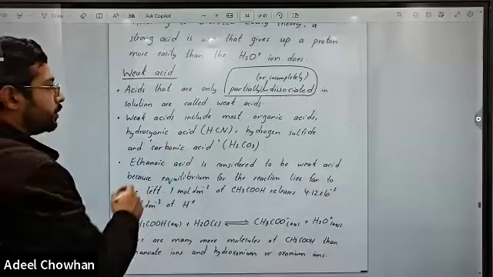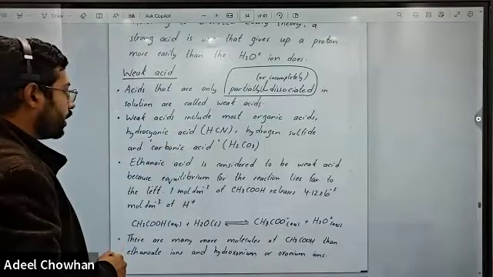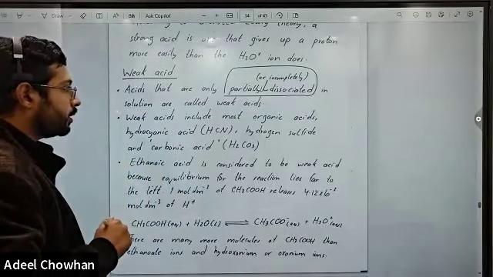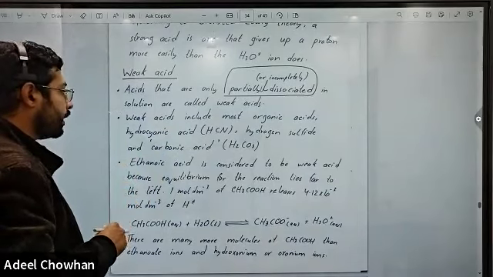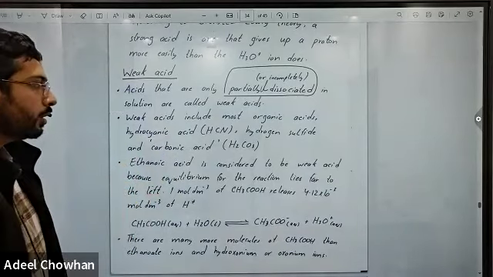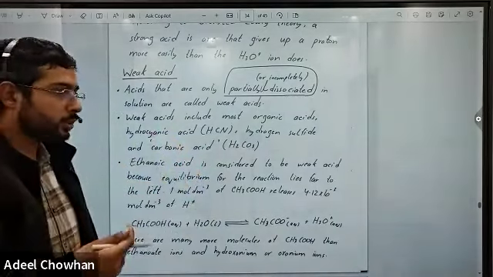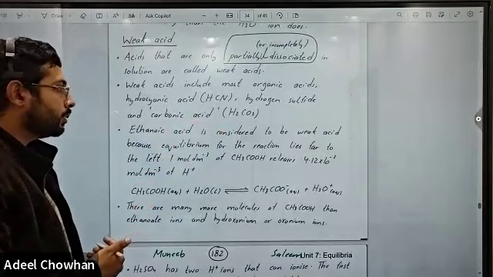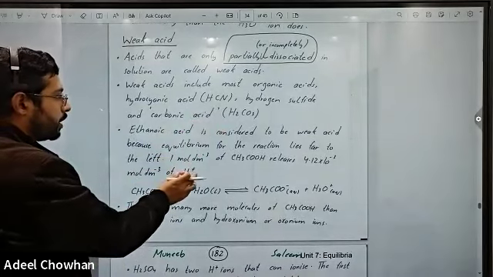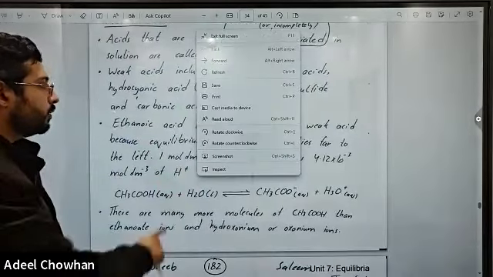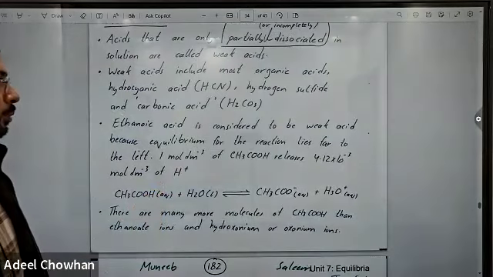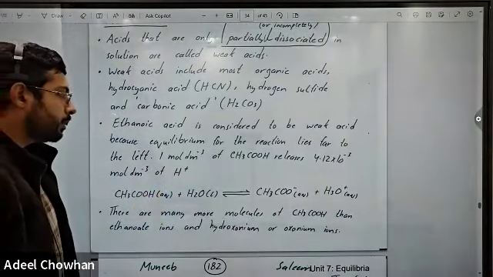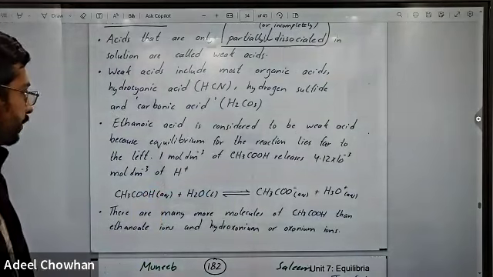Weak acids include most organic acids, hydrocyanic acid, hydrogen sulfide, and carbonic acids. So these are some of the properties which are shown by the weak acids, or in other words, we can say that these are the weak acids. Ethanoic acid is considered to be a weak acid because the equilibrium for the reaction lies far to the left.